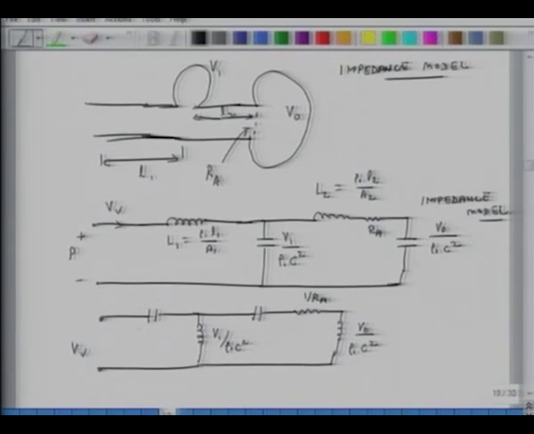And this is rho naught L1 over A1, and this is rho naught L2 over A2. So this is the mobility model.